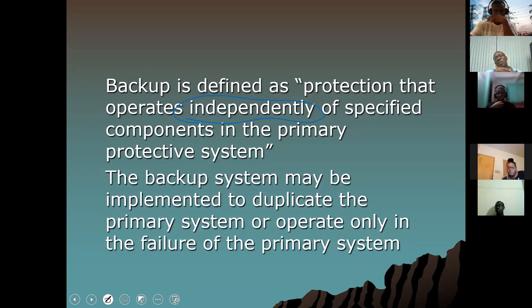The backup can be set to mimic the primary or operate only if the primary fails. All right. That doesn't really need any explanation. Right? So it either operates along with the primary, in other words, making sure, or it operates only in the event of failure.